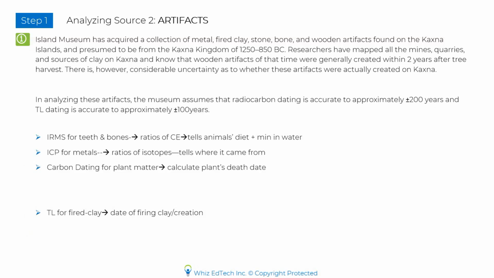Ireland Museum has acquired a collection of metal, fired clay, stone, bone, and wooden artifacts. So now when I'm reading wooden, as Paras or Surya were saying earlier, wooden means it belongs to plant matter. Found on Kanksna Islands. So they have got a collection of these artifacts made of these materials on Kanksna Island, and "presumed to be" is very important. It means they are not sure. It is believed to be from the Kanksna kingdom of a certain period.